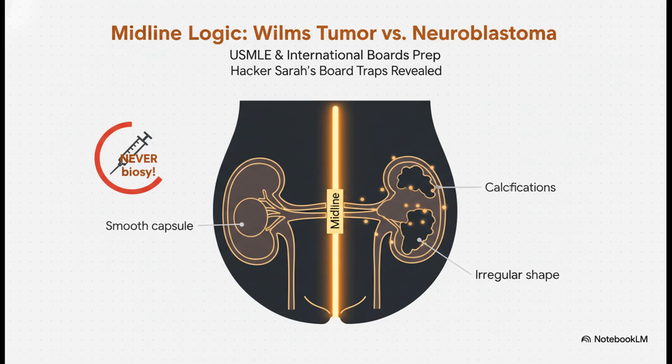But a neuroblastoma, that's different. It's irregular, it's firm, and it famously crosses the midline. You also look for calcifications on the scan and the classic dancing eyes and dancing feet of opsoclonus-myoclonus syndrome. Know the border before you even think about touching the skin.